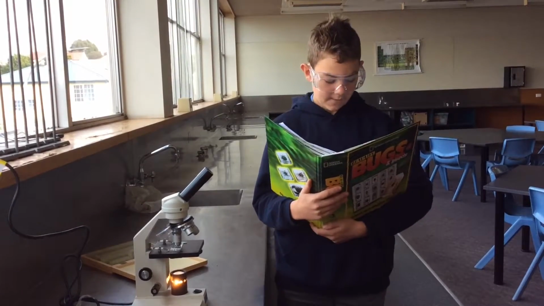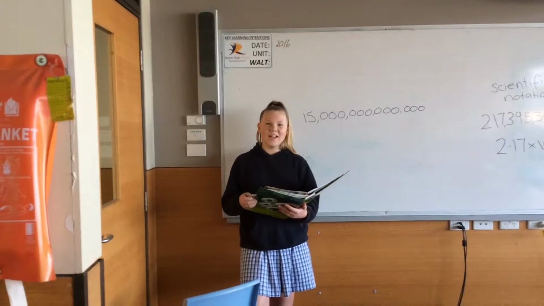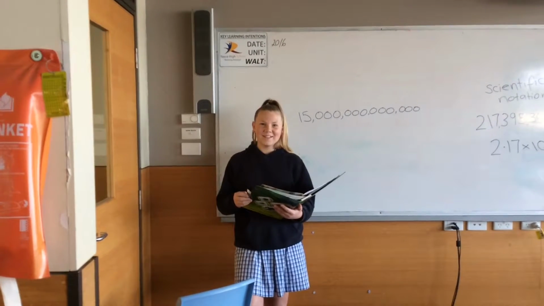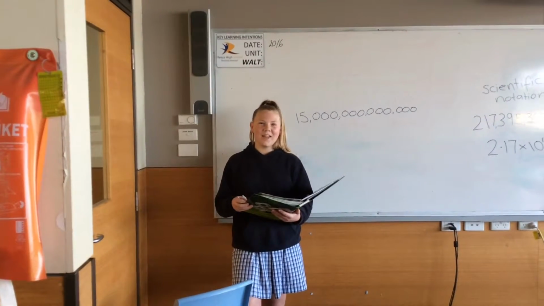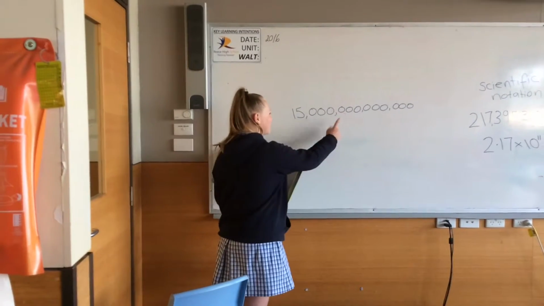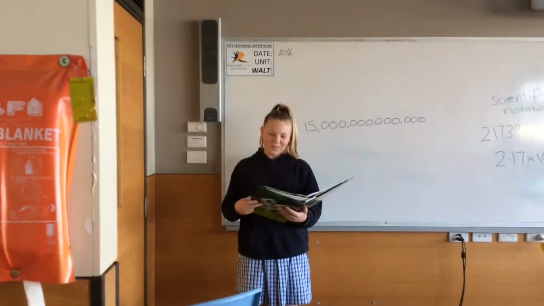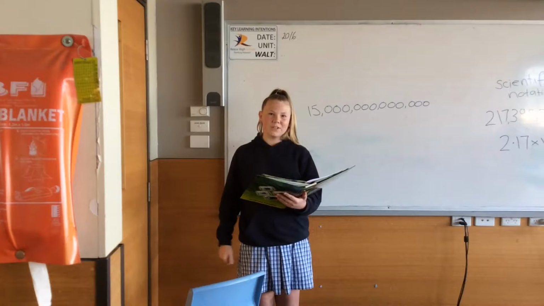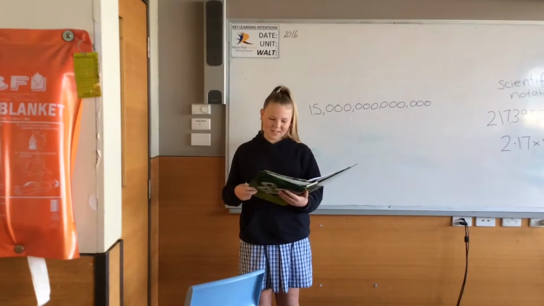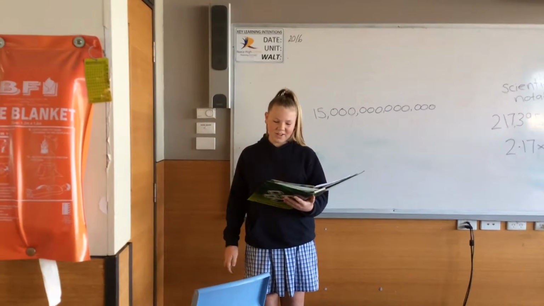How many cells do we have? Our body has many amazing parts to it. This includes our cells. Our body has at least 15 trillion cells. 15 trillion is a very big number which is being used for very small objects. This is where scientific notation comes in.